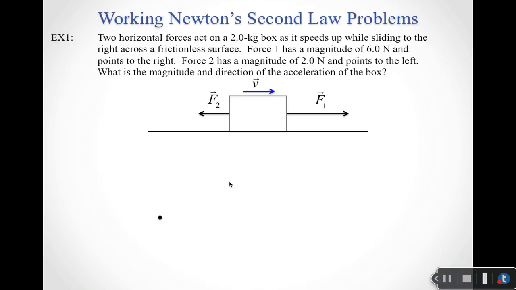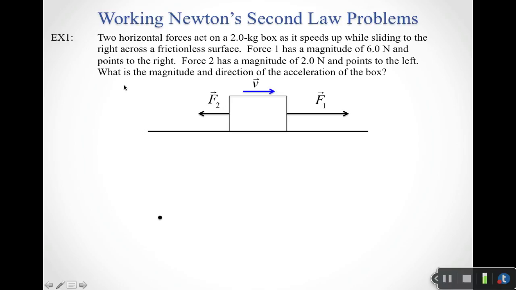So let's see a very, very simple example. This is just going to be a one-dimensional problem, but it'll give us an idea about the process here. What we're told is we've got two horizontal forces that act on a 2-kilogram box as it speeds up while sliding to the right across a frictionless surface. So force 1, which is drawn in here, has a magnitude of 6 newtons and points to the right.